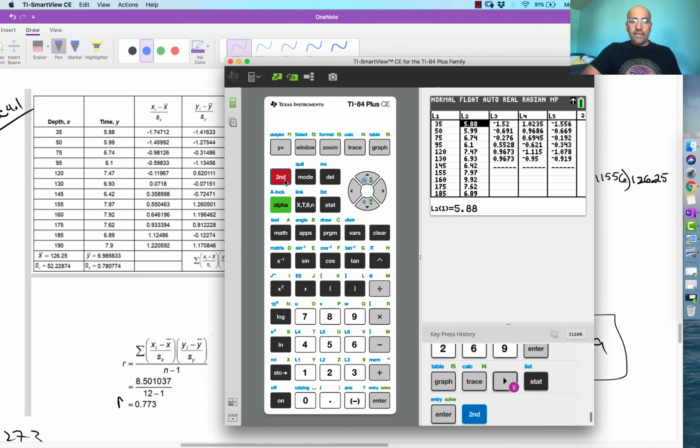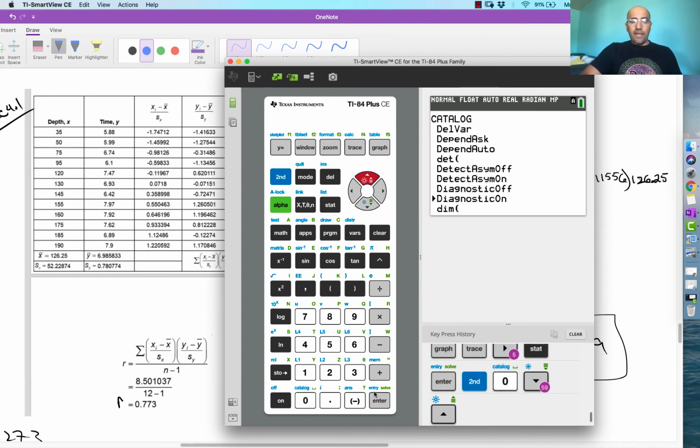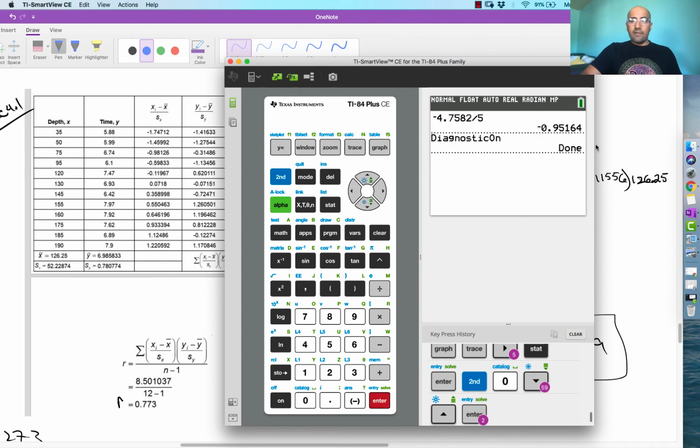So let's go to second, and you go over here where it says catalog. Second, catalog. And then you scroll down, and you're looking for diagnostics on. Diagnostics on. Hit enter, and then it says done, and that's all you need. It should save it from now on, unless you go back to default factory settings, or if you remove the batteries or something, then you might have to do this again. But it should remember it even if you just turn off your calculator and turn it back on again.